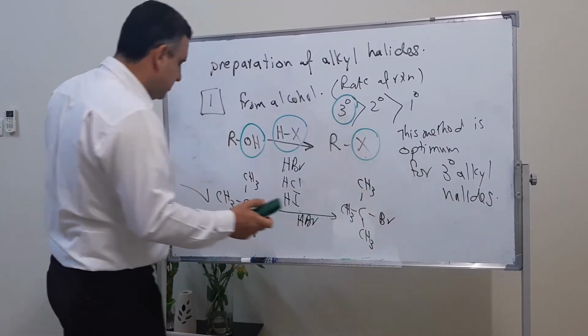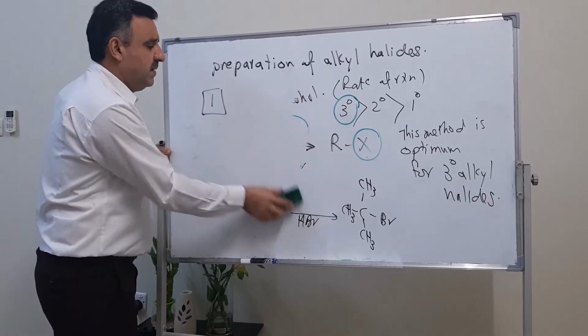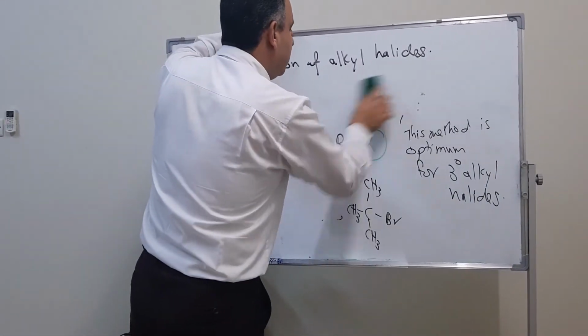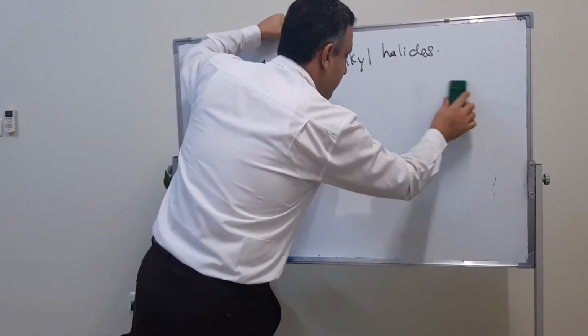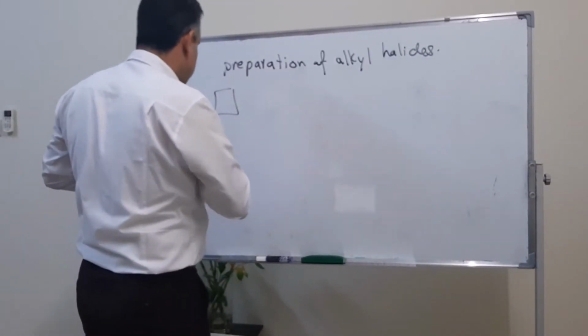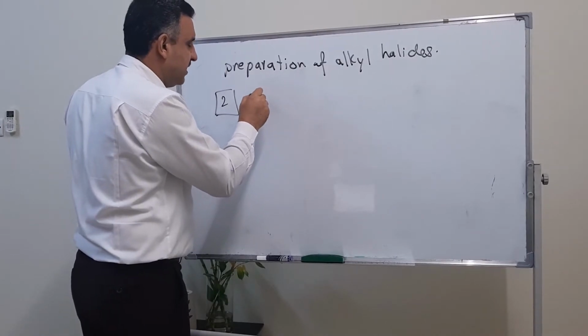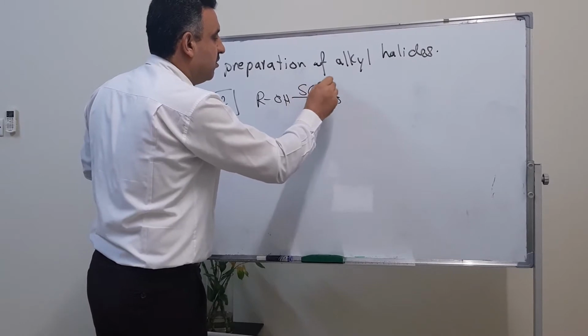Okay, so this is the first method. The second method for the preparation of alkyl halides is simply by reacting with thionyl chloride or phosphorus tribromide. So the second method and the third method are good enough. The second method is simply by reacting the corresponding alcohol with thionyl chloride.